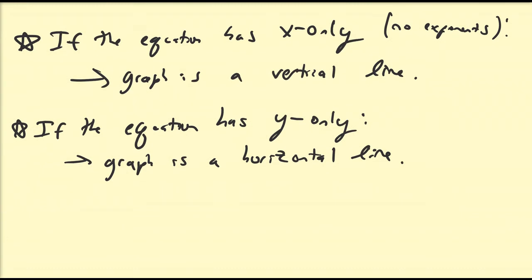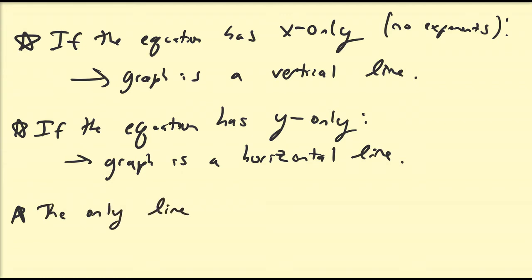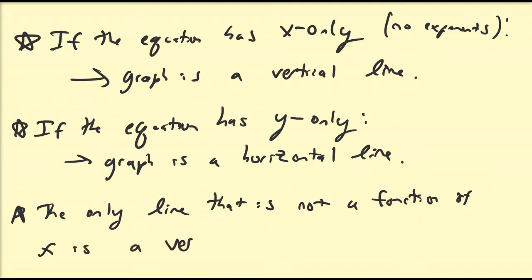And there's another property that you may be able to justify on your own. So the only line that is not a function of x is a vertical line.